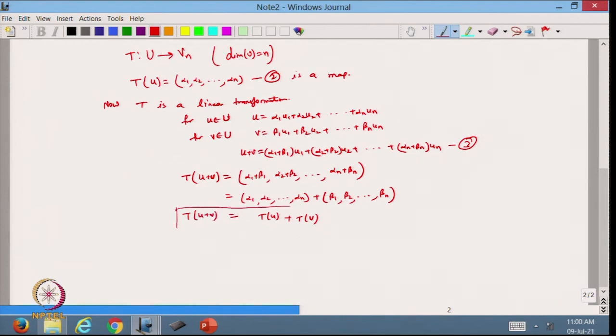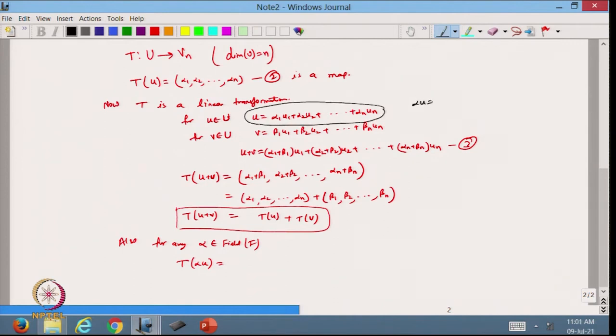So, addition is okay, then also we can define, for any alpha belonging to the field F, thus it is a scalar, I can show very easily that T of alpha u. So, T of alpha u will be what? I am taking the alpha u, u is this one, my u is this one.